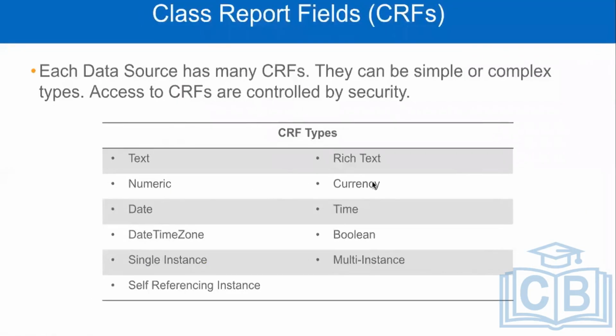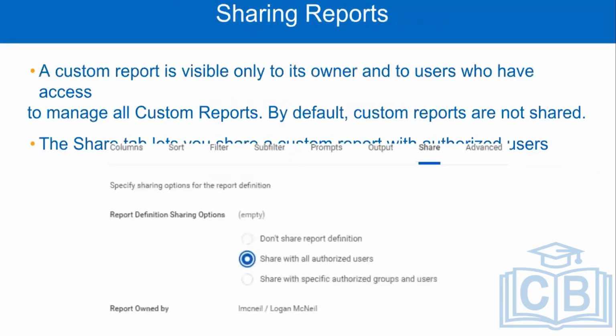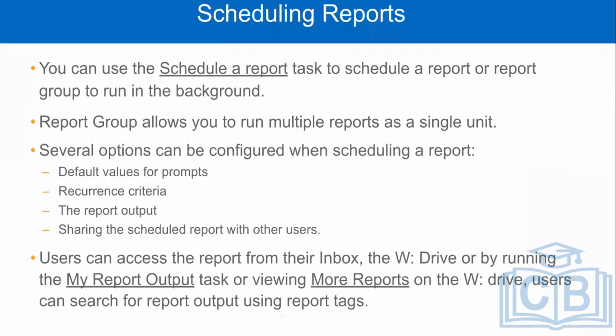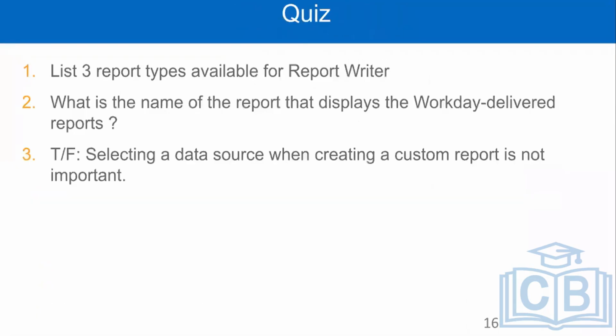Moving on, oh, we did not see a currency. A currency symbol looks like a dollar sign. Copy a standard report. You don't need to do that. We already talked about sharing. Transferring ownership, I'll show you that, not that important. And yes, we'll definitely schedule some reports. Alerts, not to be done.